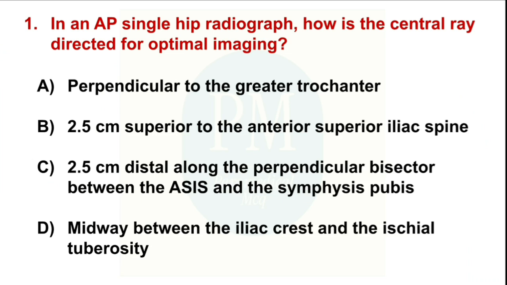In an AP single hip radiograph, how is the central ray directed for optimal imaging? Option A. Perpendicular to the greater trochanter. Option B. 2.5 cm superior to the anterior superior iliac spine. Option C. 2.5 cm distal along the perpendicular bisector between the ASIS and the symphysis pubis. Option D. Midway between the iliac crest and the ischial tuberosity. The correct option is option C. 2.5 cm distal along the perpendicular bisector between the ASIS and the symphysis pubis.